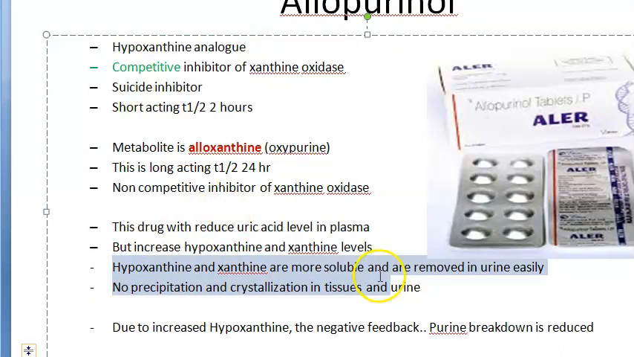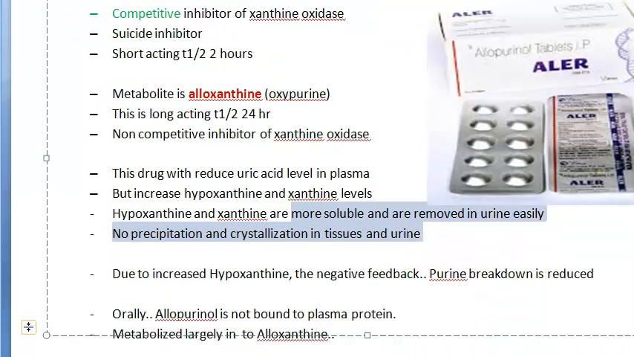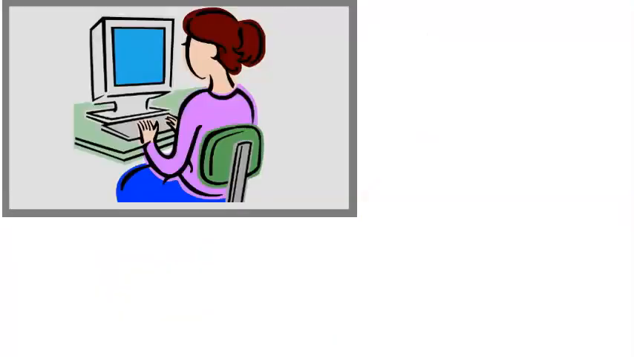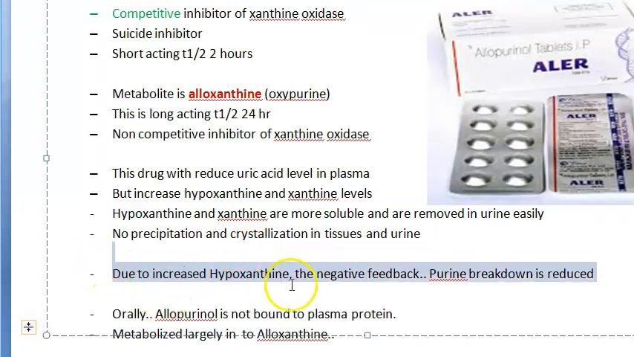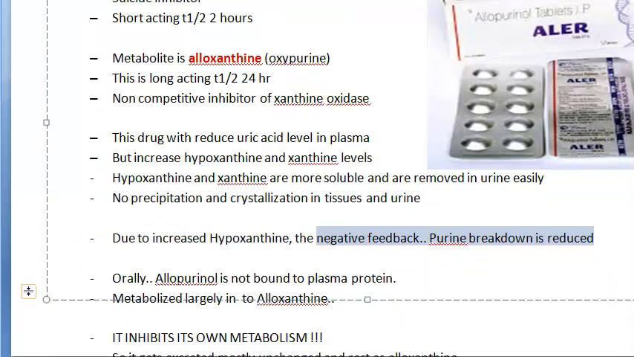So this hypoxanthine and xanthine, we said they are more soluble and they are easily removed in the urine, correct? So there is no precipitation of these also in the urine. Now let us move on. Take a break, take a deep breath. Okay. So now let us continue. Due to increased hypoxanthine, negative feedback, purine breakdown also is reduced. This also we already told you.